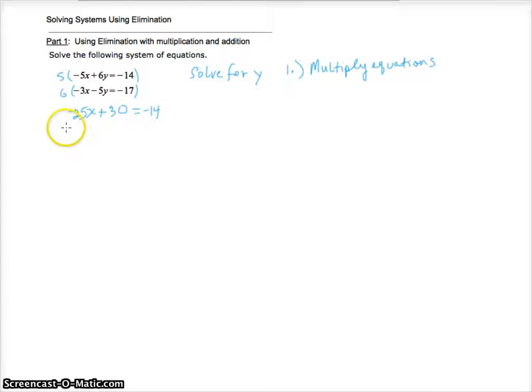And on the bottom I'll have negative 18x minus 30y. I forgot to multiply this. 5 times negative 14 is negative 70. And then 6 times negative 17 is going to be negative 102.